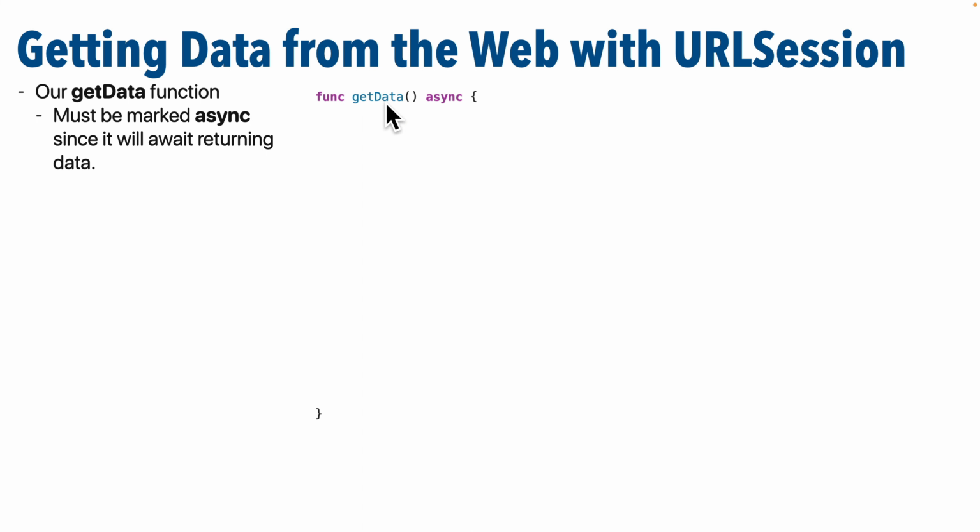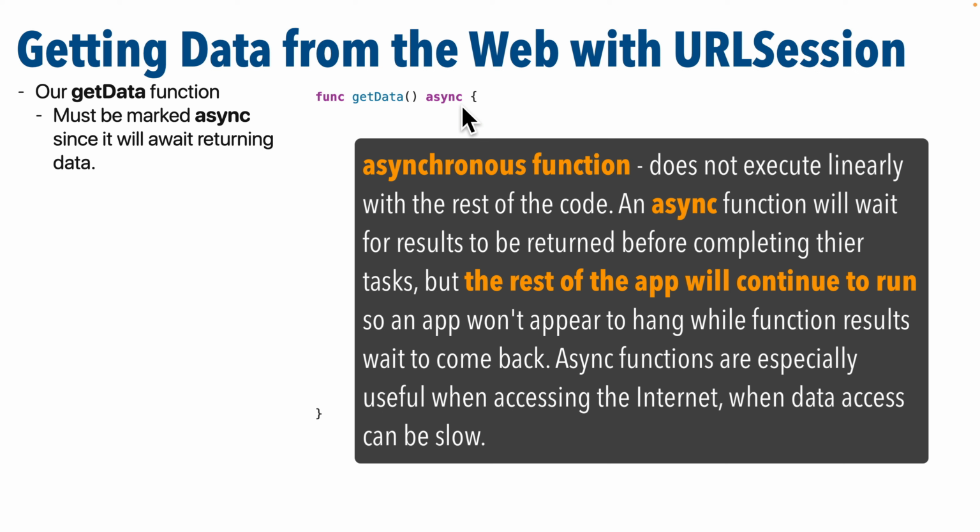We need to mark the function with the async keyword just before its opening curly. Now, this means that the function is an asynchronous function. It'll run, and the rest of the code doesn't have to wait around for the results to be returned. Your app will still function so it won't look like it's frozen. Now, this is important when accessing the internet because sometimes accessing data over the internet is noticeably slow, and we don't want the app to freeze otherwise while we're waiting for the results to come back.